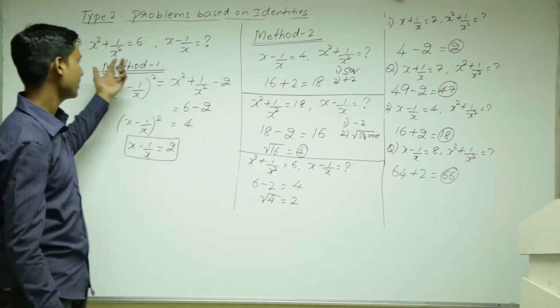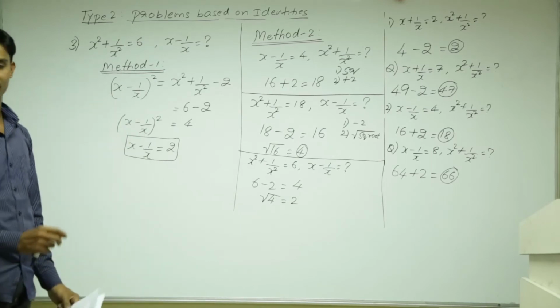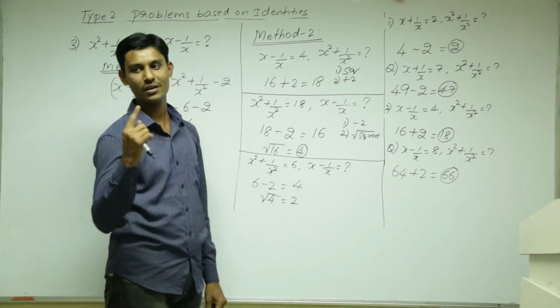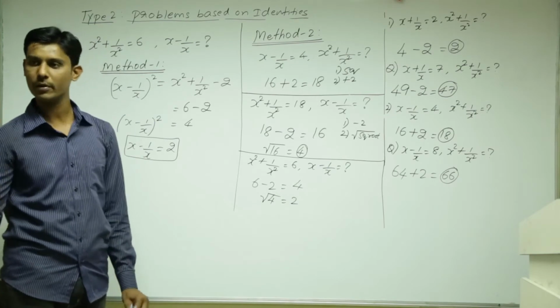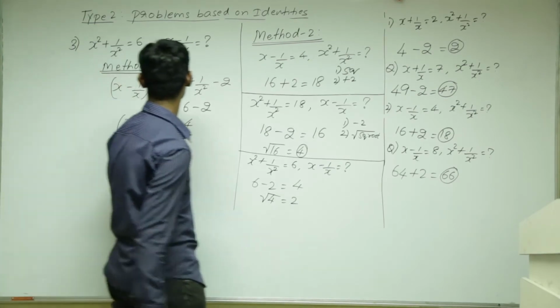Clear with the approach? Otherwise, anyway, method 1 is already there. Whichever method you are comfortable with, please pick it up. My only intention is, please do not get confused. If you are confused, you will make mistakes, right? Follow any one of the techniques, whichever you feel comfortable with. Clear? I am giving you multiple directions. Please write down this third question. Question number 3.